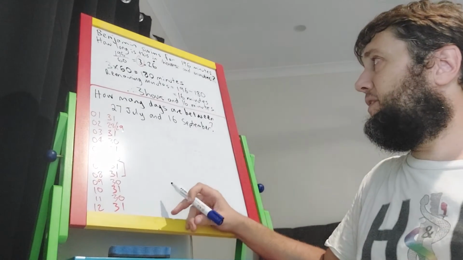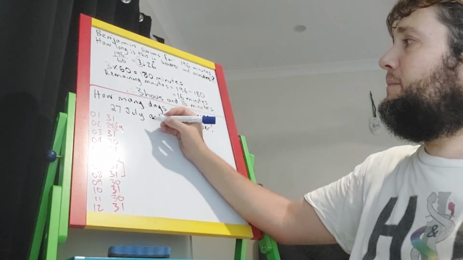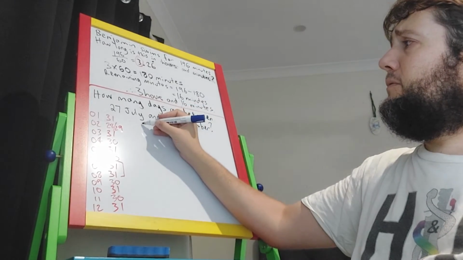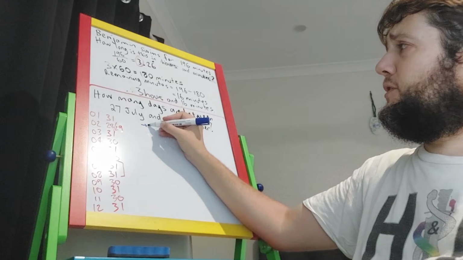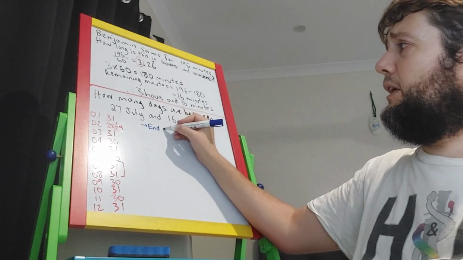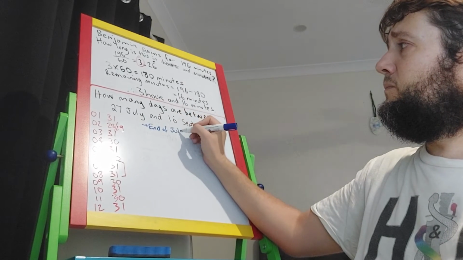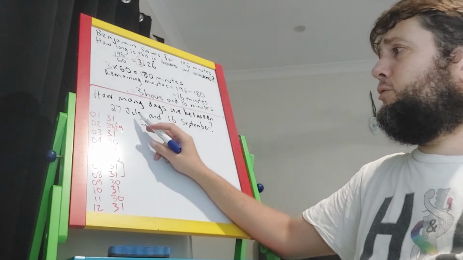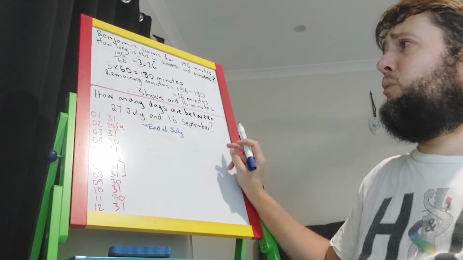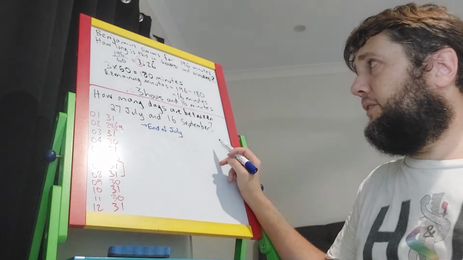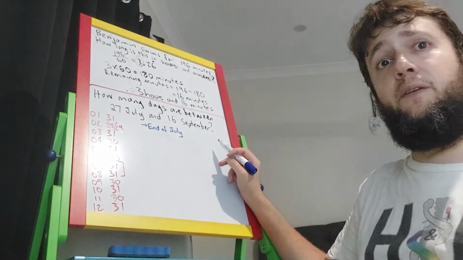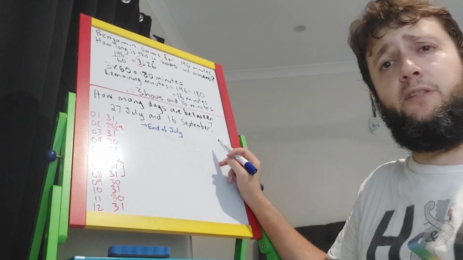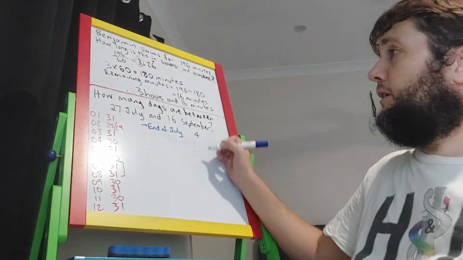Anyway, so to work out a question like this, how many days are between the 27th of July and the 16th of September? So let's think first, how many days into the end of July? So if you're at the 27th, there's 31 days to the end of the month. The 31st is the end of the month. How many days from the 27th to the 31st? I see 4.